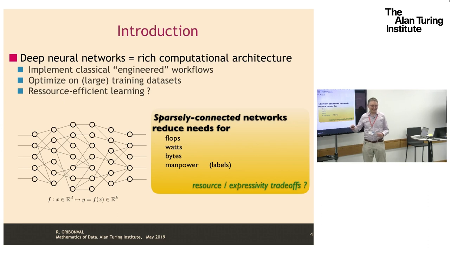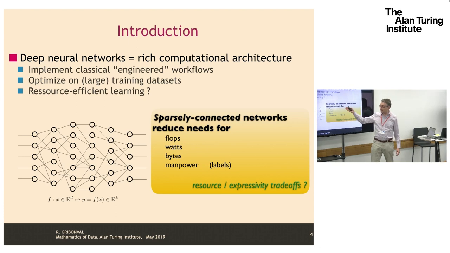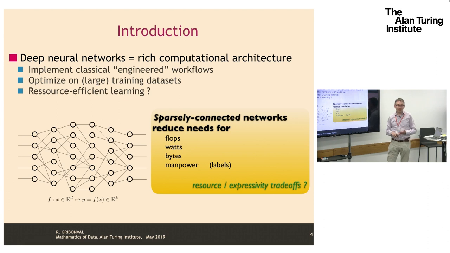Well, because we could argue that sparsity in sparsely connected networks is a way to account for the number of flops, so the computing power and the time required to apply these networks, but also the energy, maybe the storage required to describe the networks, and of course also, hopefully, the statistical significance of the network, so the number of annotations that are needed to reach a desired accuracy. So that's the spirit of this talk, which will in fact be framed in the context of approximation theory.